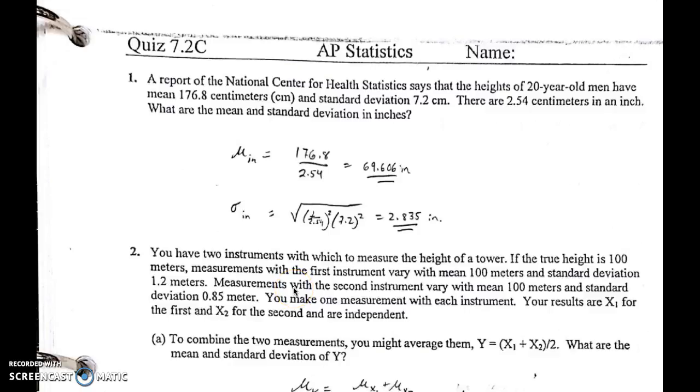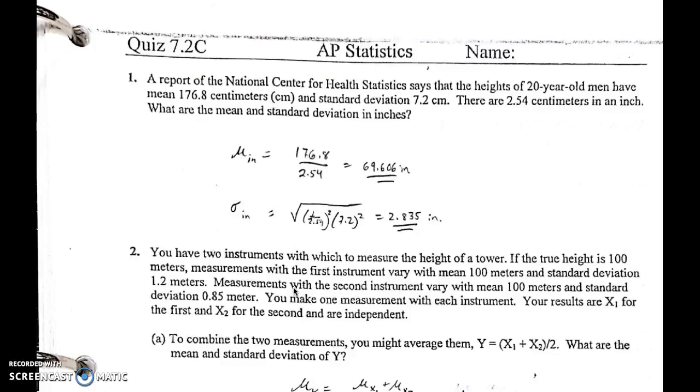Okay, we're looking at 7.2c today. The first question says, a report on the National Center for Health Statistics says that the heights of 20-year-old men have mean 176.8 centimeters and standard deviation 7.2 centimeters. There are 2.54 centimeters in an inch. What are the mean and standard deviation in inches?